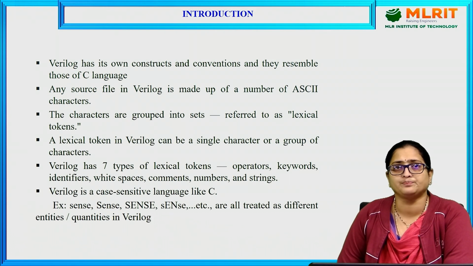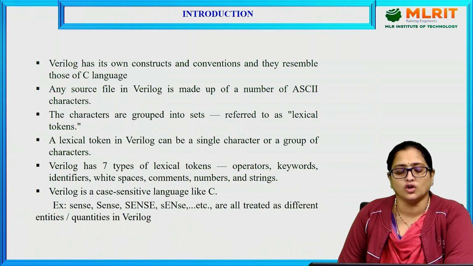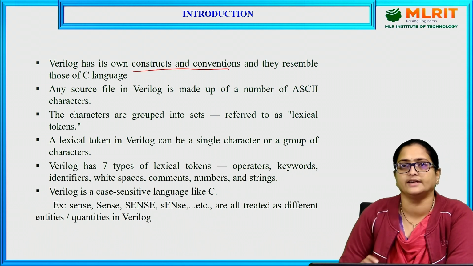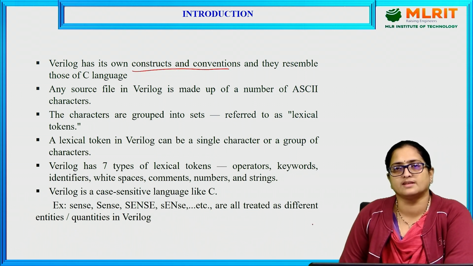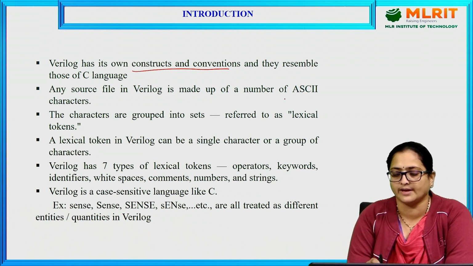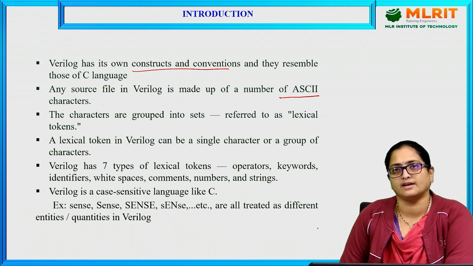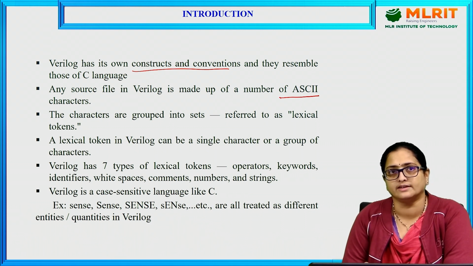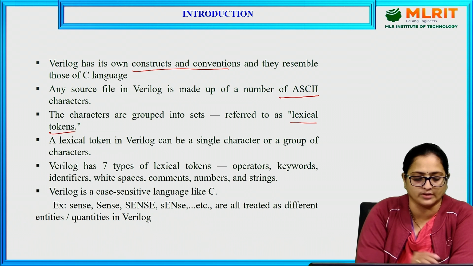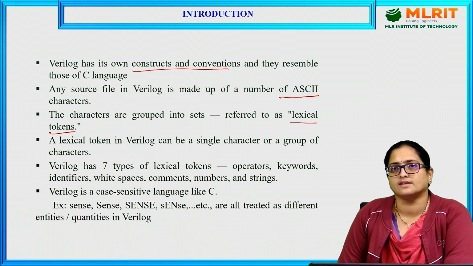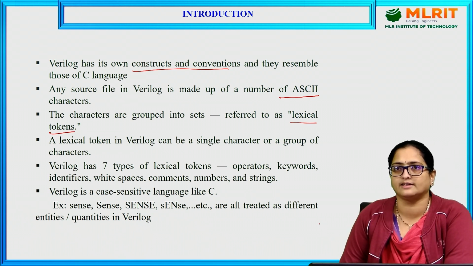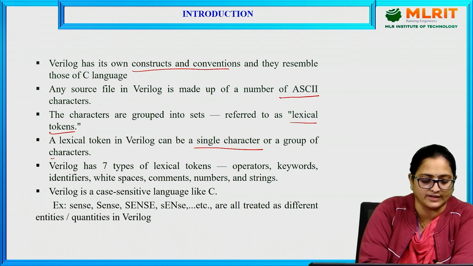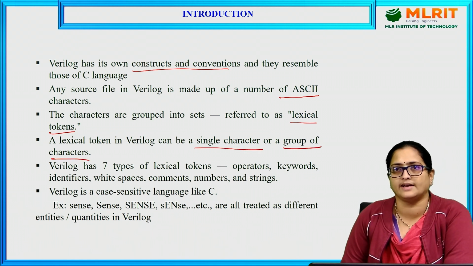First, we'll go with the introduction part. Verilog has its own constructs and conventions, which resemble the C language. Any source file in Verilog is made of a number of ASCII characters. The characters are grouped into a set referred to as lexical tokens. Lexical tokens in Verilog can be a single character or a group of characters.